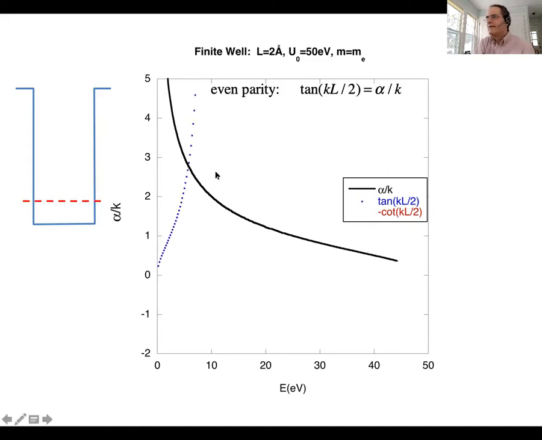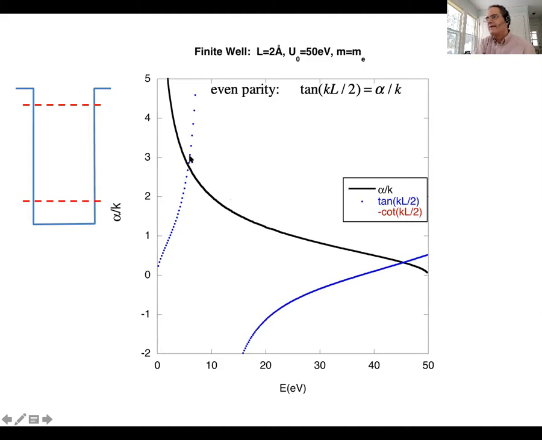So here is tangent of KL over 2 plotted. Actually, this is just part of it. Remember that the tangent function blows up at certain points. This is the first point where it blows up, and goes to positive infinity here, negative infinity there, and then I've just continued it here.